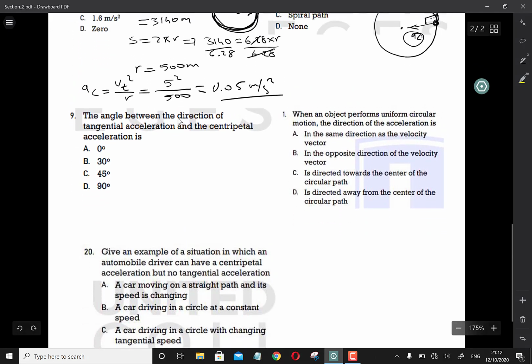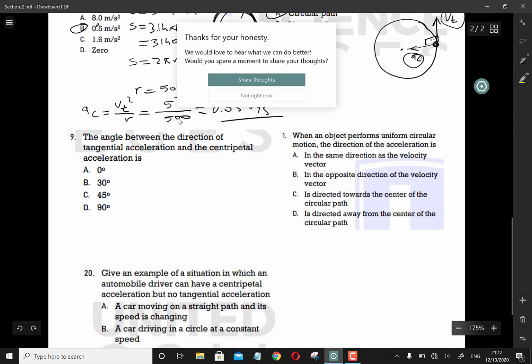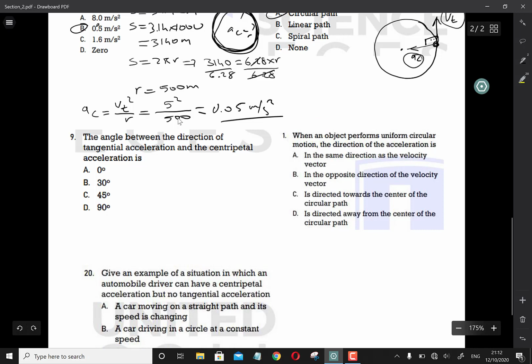Question number 9. The angle between the direction of the tangential acceleration and centripetal acceleration. Again, let's draw the circle. Tangential acceleration is always tangent to the circle, and centripetal acceleration is towards the center along the radius, AC. The angle between them is 90 degrees. They are perpendicular to each other always. So D is the correct answer.